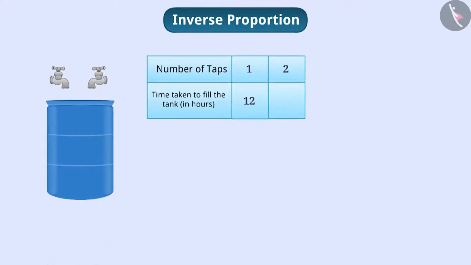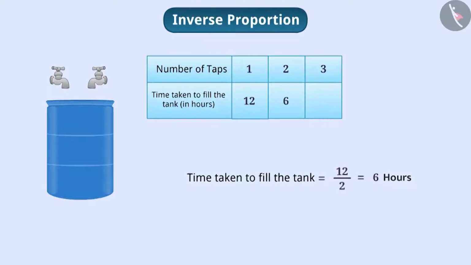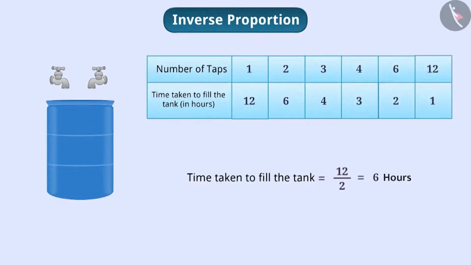Since the number of taps here has doubled, the time will be halved. That is, 2 taps will fill the tank in 12 divided by 2, which is equal to 6 hours. Similarly, if we use 3 taps, then the tank will take 4 hours. In this way, we can make the following table.